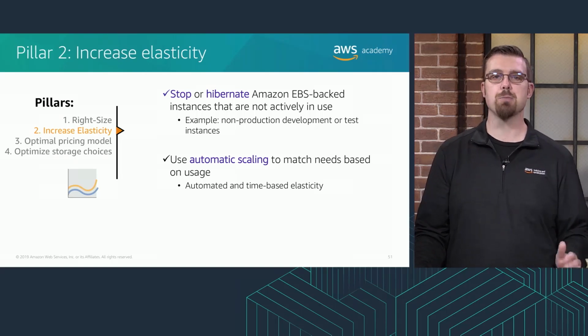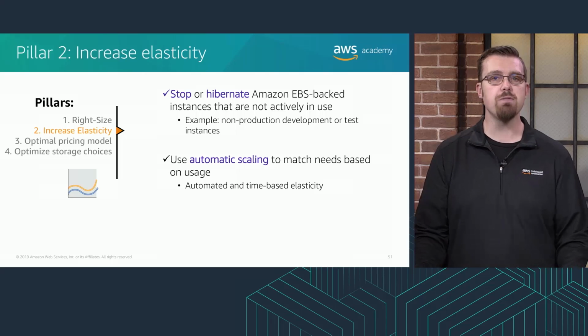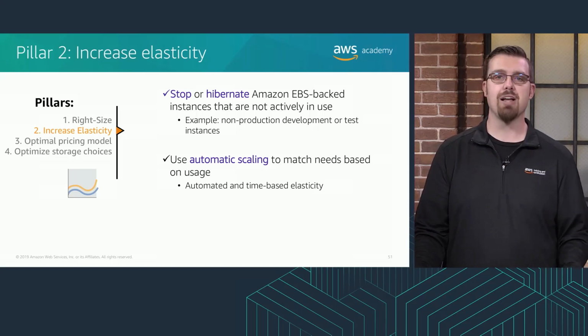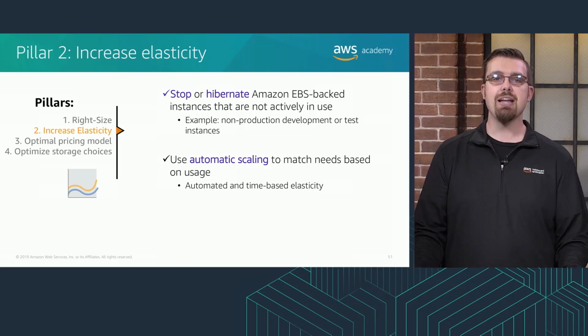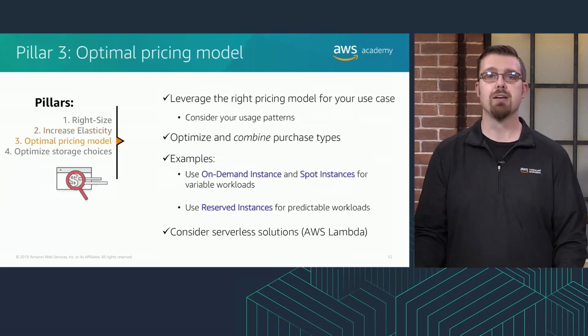Let's take a closer look at increasing elasticity in more detail. Elasticity is one of the central principles of the cloud, but customers often go through a learning process to operationalize elasticity to drive cost savings. One form of elasticity is to stop or hibernate Amazon EBS-backed EC2 instances when they are not in use. Common candidates for stopping or hibernating are non-production environments, development workloads, or test workloads. For production workloads, configuring more precise and granular automatic scaling policies can help you take advantage of horizontal scaling to meet peak capacity needs and to not pay for peak capacity all the time.